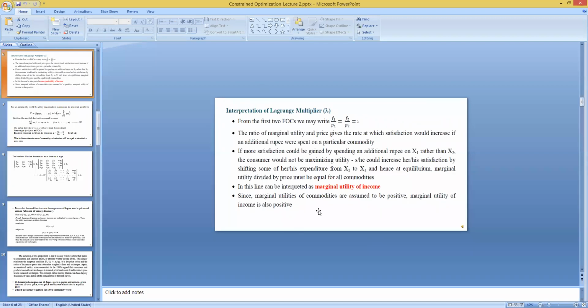And you look at the last sentence, since marginal utilities of the commodities are assumed to be positive, marginal utility of income is also positive.